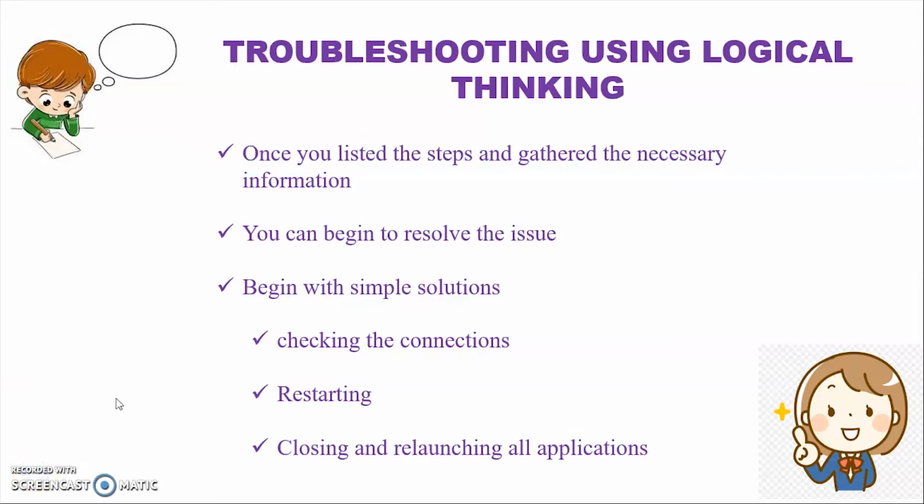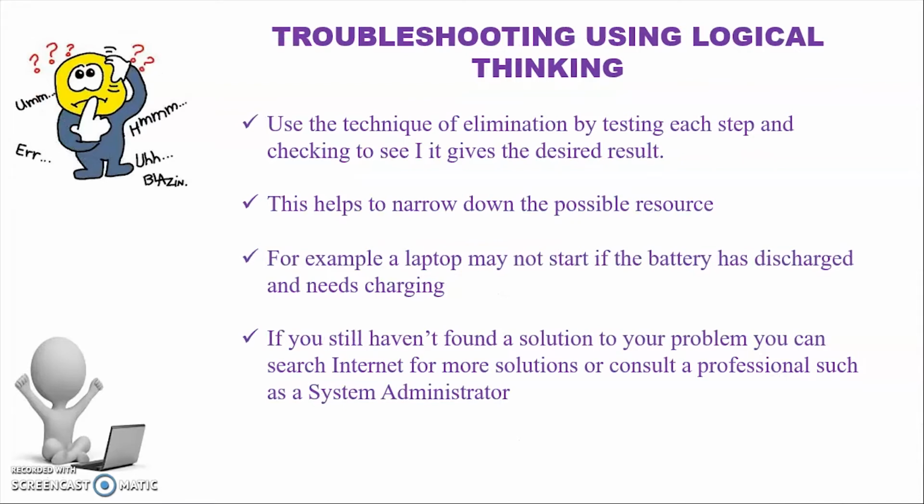After trying all these simple solutions, you can use the technique of elimination. In stepwise thinking you will be writing the solutions step by step to solve that particular problem. So you just tick all the solutions which you have done, and you can easily eliminate which issue is solved or not. This will help us to narrow down the possible sources. We can easily identify the possible solutions, so there won't be any confusion.